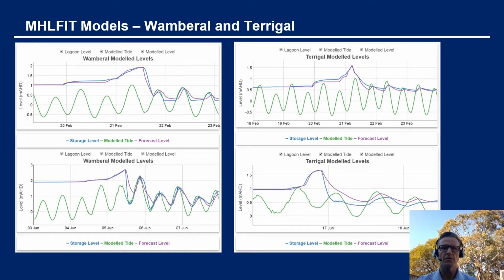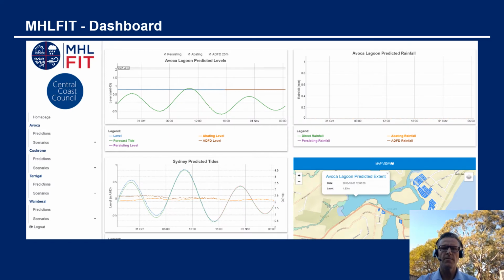Here we see the results of some of the real-time modelling for Wamberal and Terrigal. These results are shown during an event with actual tides and rainfall, but everything else using forecast inputs. Of course, during an event, we have to use predicted tides and rainfall, which makes it a bit more difficult to predict. We're currently finalising an MHLFIT tool for Tuggerah Lakes, which has been another challenge. The MHLFIT tools have a dashboard to present key information. This allows you to easily look at all the information in one place.